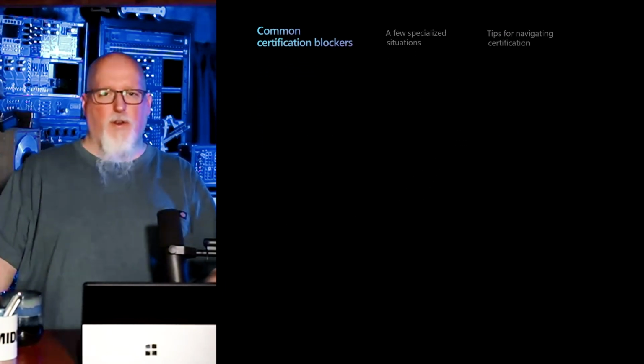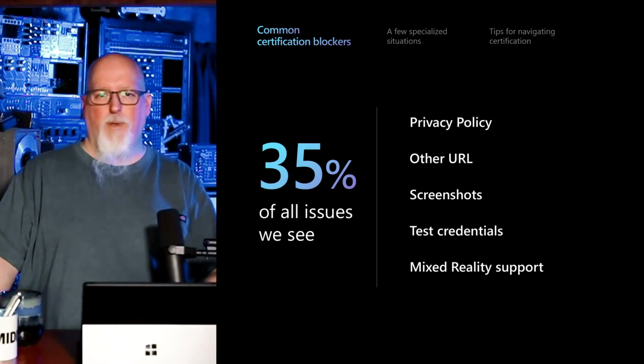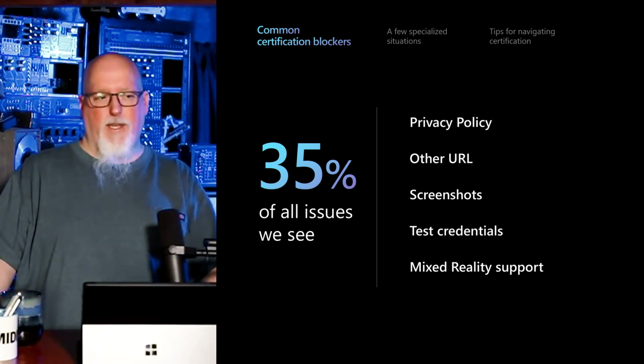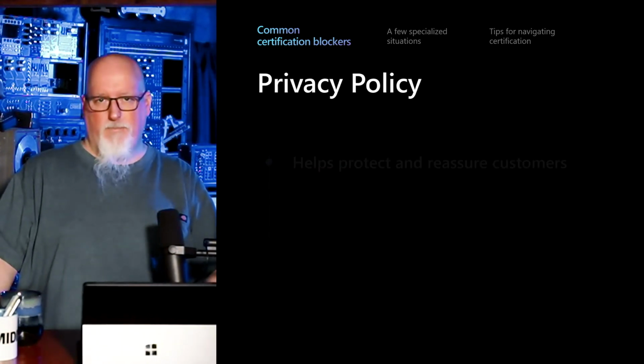So fully 35% of the certification failures that we see for new applications coming into the store are related to these 5 items. These items are more application and listing metadata issues than they are application code issues. So these are easy to fix, usually by modifying the submission or by updating data that's in Partner Center. Let's start with the privacy policy.